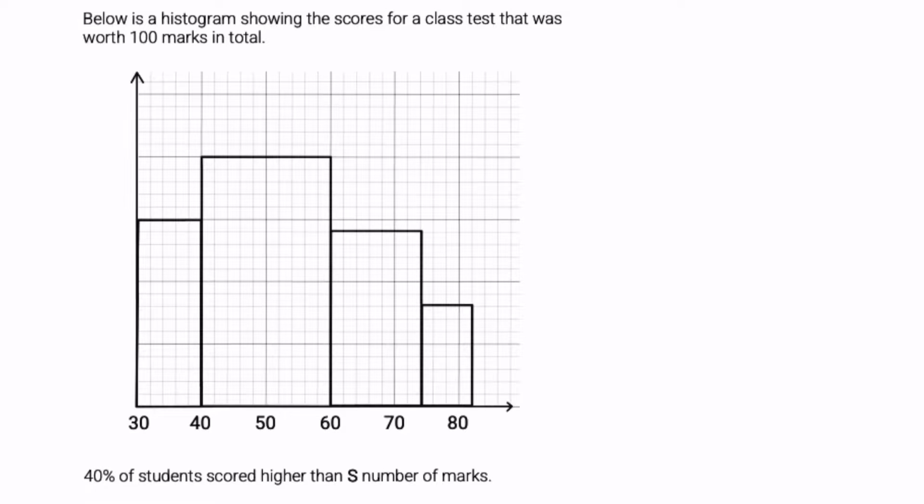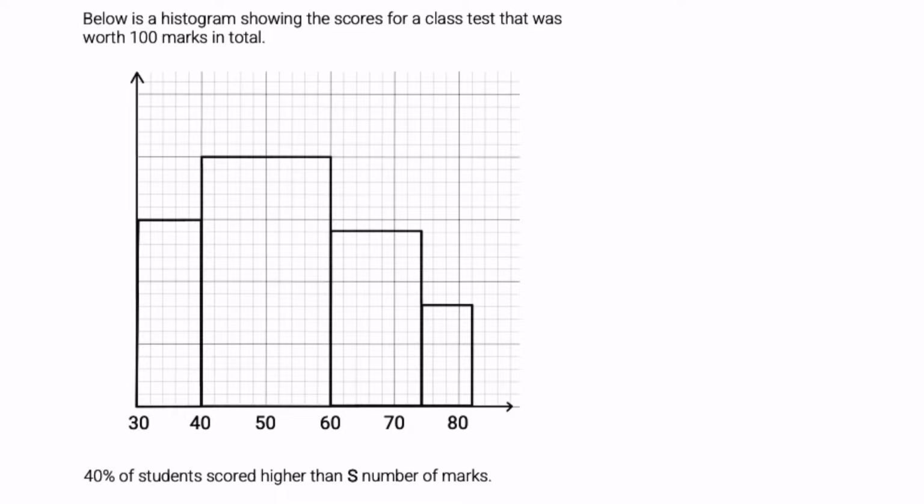Hey there everyone, today we'll be going through this histogram question, so let's start off by just reading it. Below is a histogram showing the scores for a class test that was worth 100 marks in total. Great. Now we are told that 40% of the students scored higher than an S number of marks. Okay, we don't know how many marks that is, but we know that 40% of students scored that.